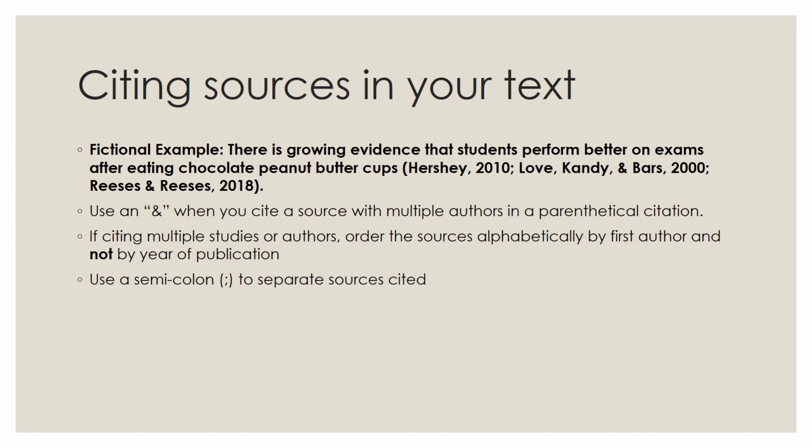When you're citing at the end of a sentence like this in parentheses, you always use an ampersand when you cite a source with multiple authors. And here's the tricky part. The order in which you cite sources is alphabetical by the last name of the first author. You don't go chronologically. As you can see in the example, we didn't go chronologically, we went alphabetically by the first author. And then you use a semicolon to separate the sources you cite.